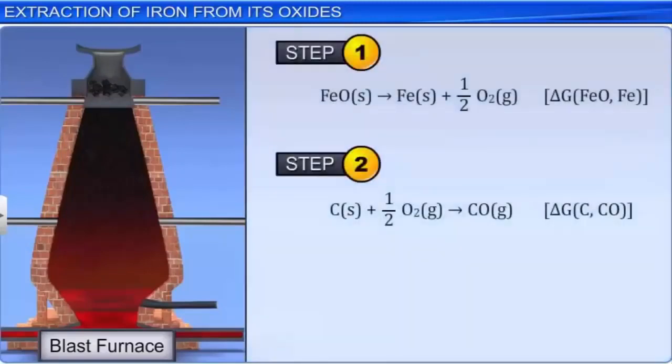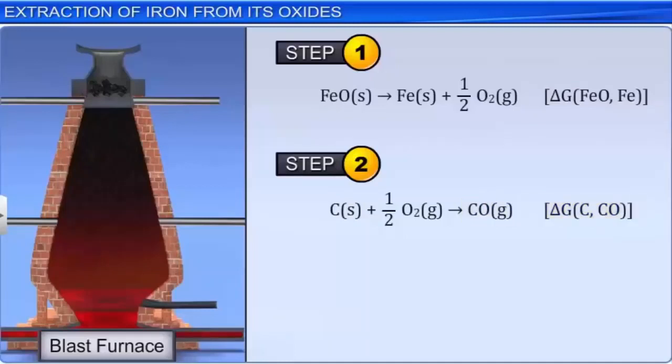This is a combination of two simple reactions. In the first reaction, ferrous oxide gets reduced to iron. Let the change in the Gibbs free energy for this reaction be delta G, FeO, Fe. In the second reaction, carbon gets oxidized to carbon monoxide. Let the change in the Gibbs free energy be delta G, CO.